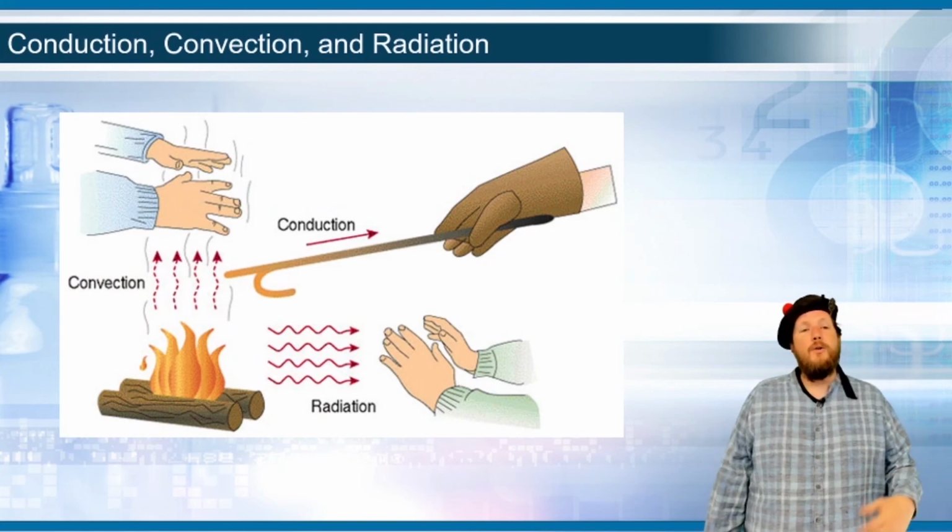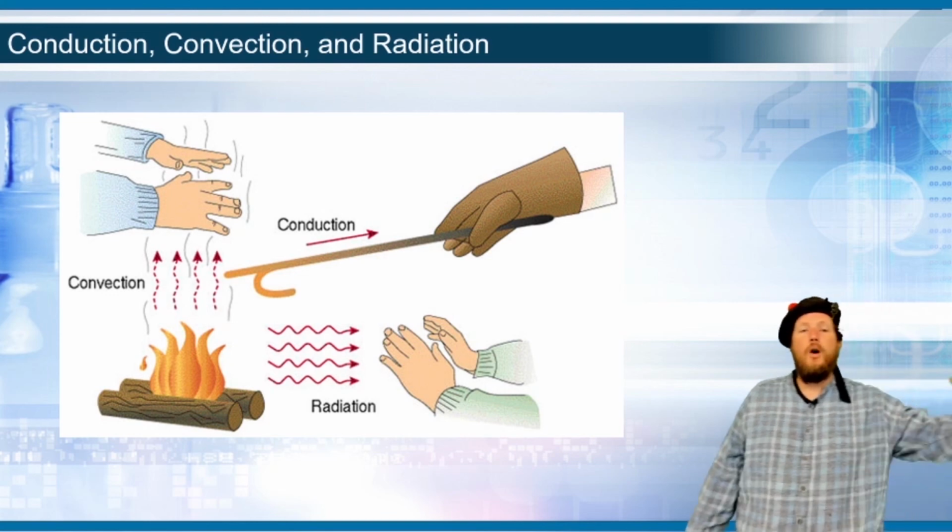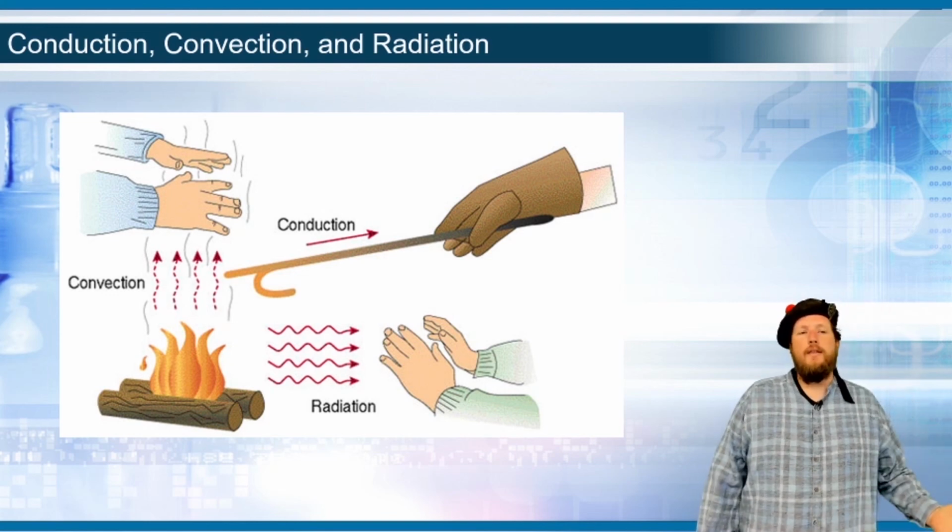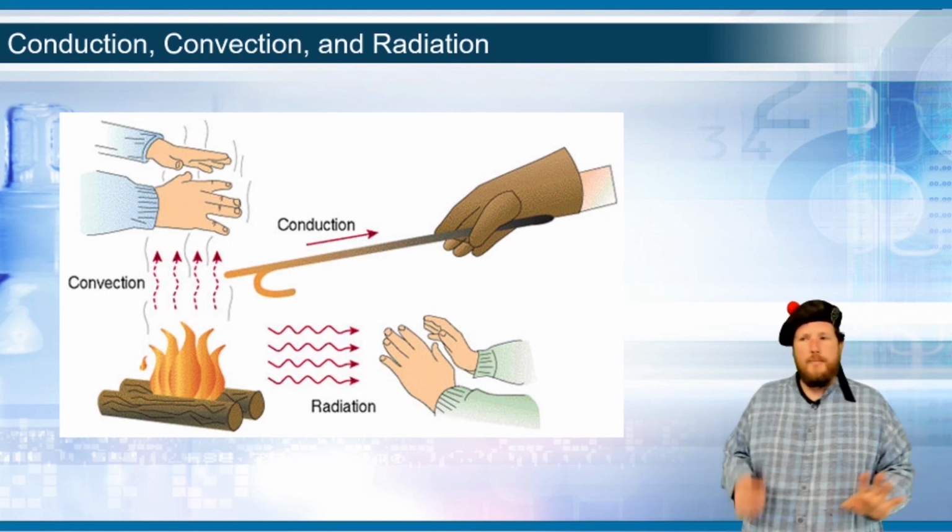So from a campfire, you get convection currents of heat going over it. You get conduction for anything that touches the fire, and radiation when you're beside the fire.